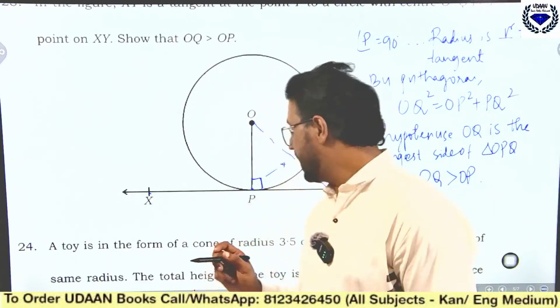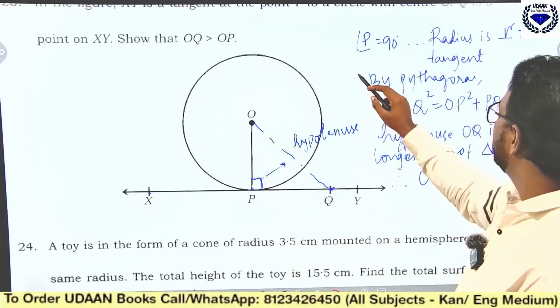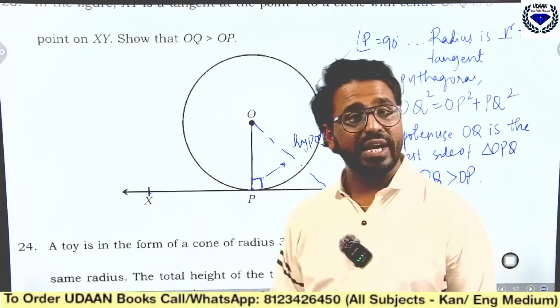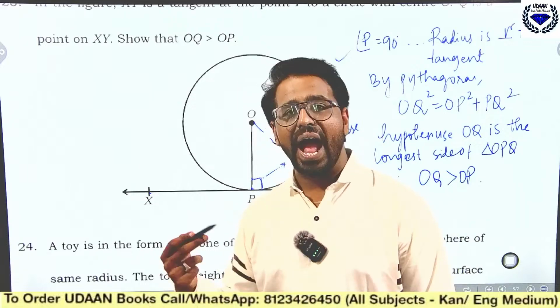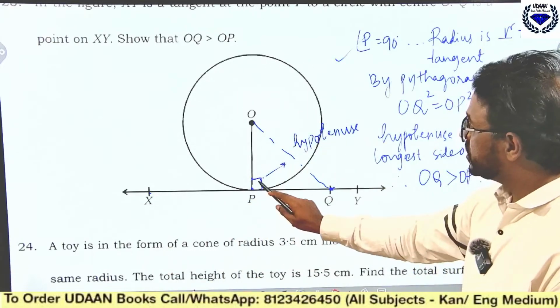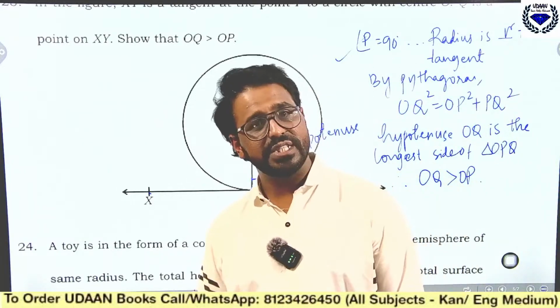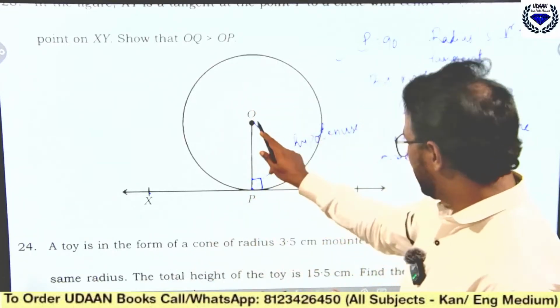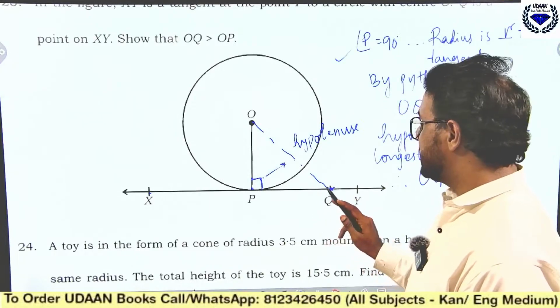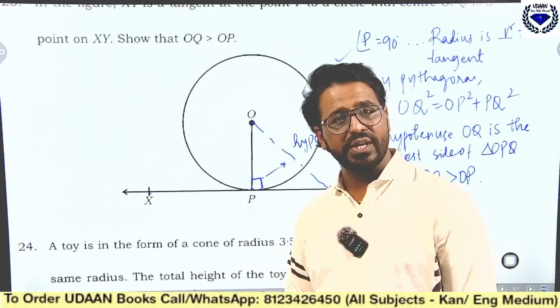Like this, you should be able to solve this. If you mention angle P is equal to 90 degrees, here only you will get 1 mark. If you write that the radius and tangent are perpendicular, and then that OQ, opposite the 90 degree angle, is the hypotenuse and the longest side of the triangle, you get the marks.